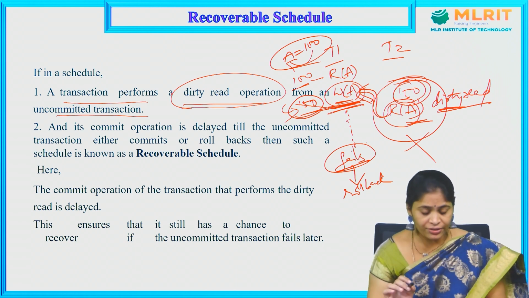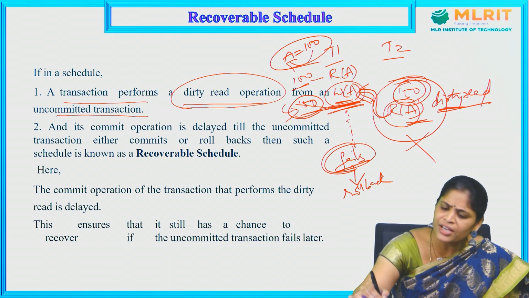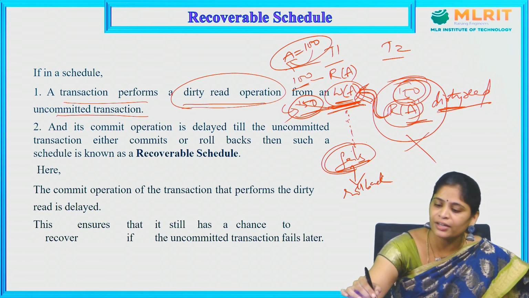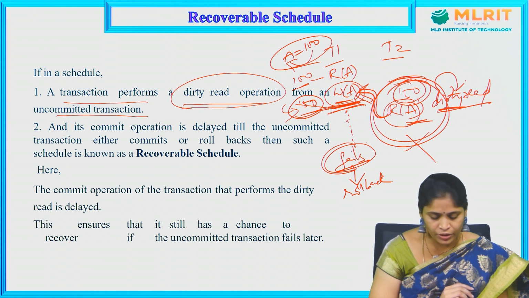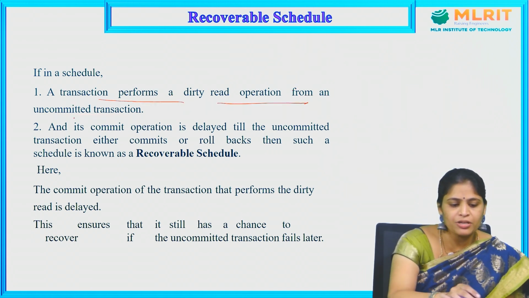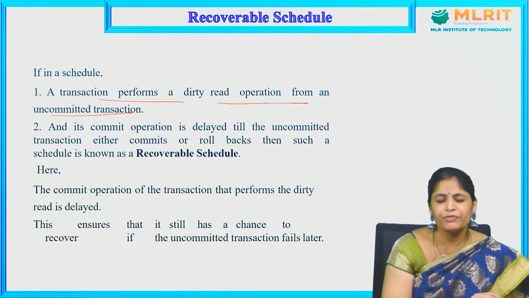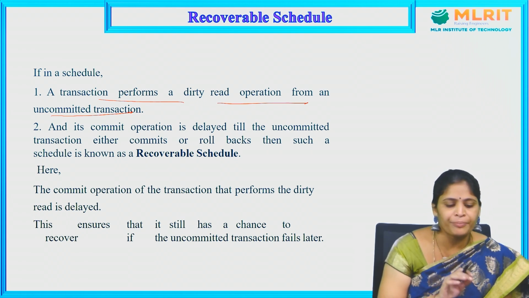So that is the reason we must not read the data before it has been committed. If any transaction reads the data without committing, then this read is what we call a dirty read, before committing the data. So a transaction performs a dirty read operation from an uncommitted transaction. Without committing, the other transaction tries to grab the data.